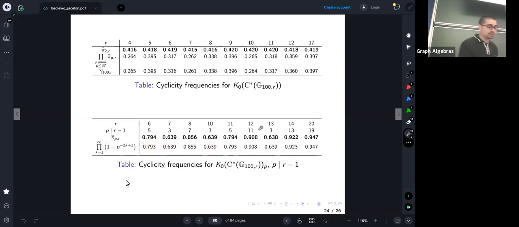So here I did, for example, R is 12. So R minus 1 is 11. So 11 is a prime dividing R minus 1. This is the frequency with which we observed cyclicity of the 11-Sylow subgroup. And this is what this expression computes to. It's very close all the time, very, very close. So that's what we suspect. This is some new distribution that we are seeing in these other cases.